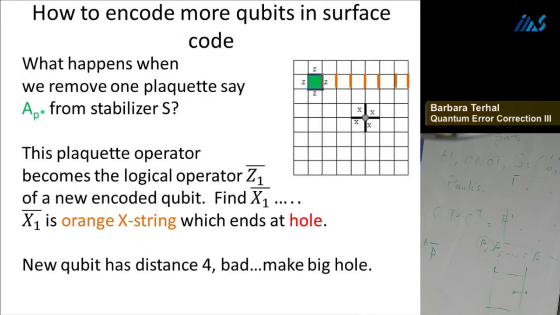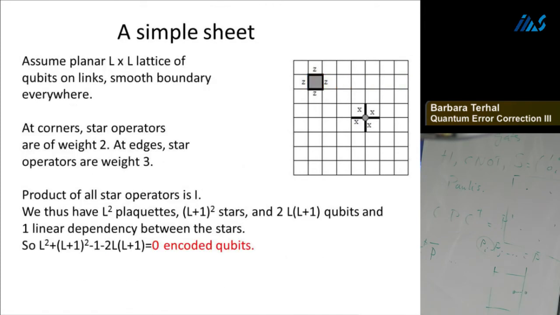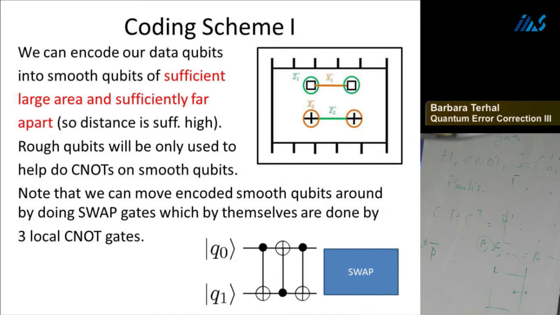Let me see. Which slide? This? The one before.